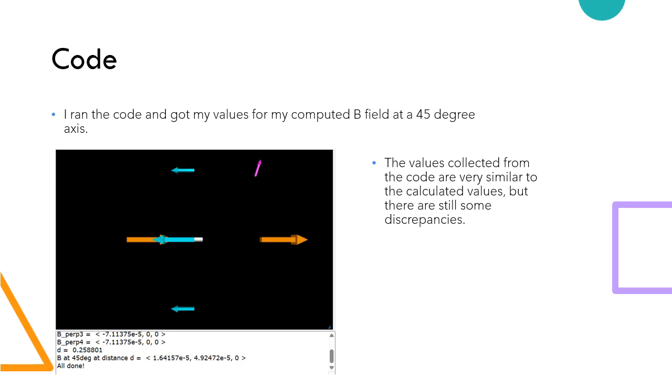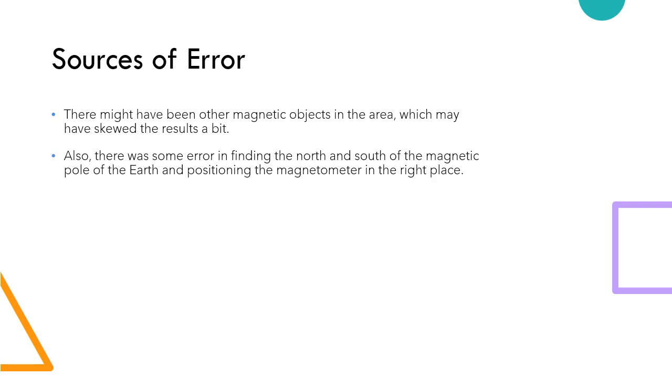I ran the code and got my values for the computed B field at a 45-degree axis with the two on-axis observations, which observed the magnetic field at these locations, and 4 off-axis. And the values collected from the code are very similar to the calculated values, but there are still some discrepancies, as with all calculations.